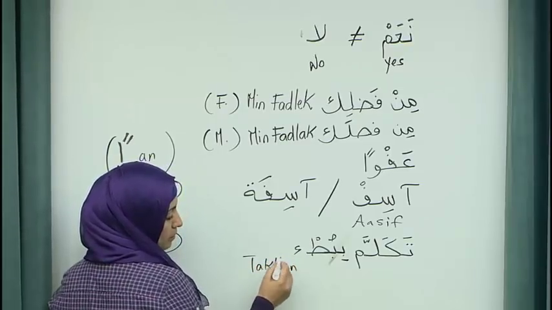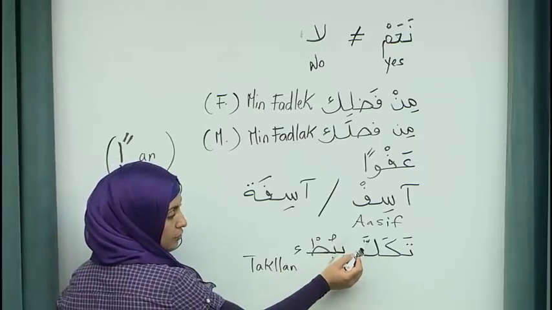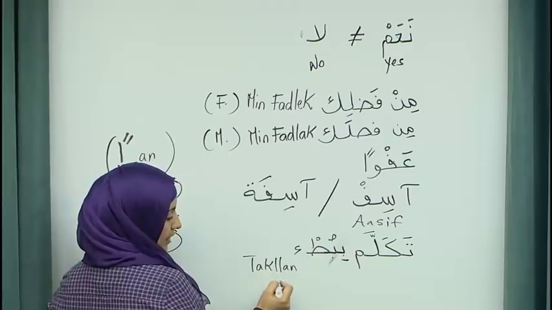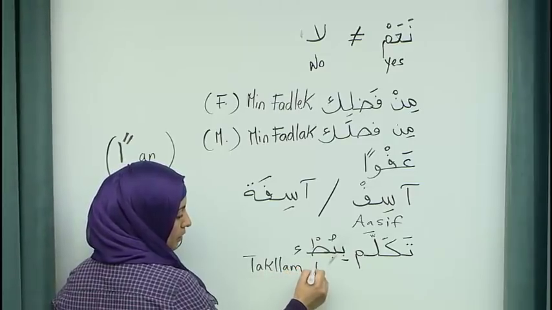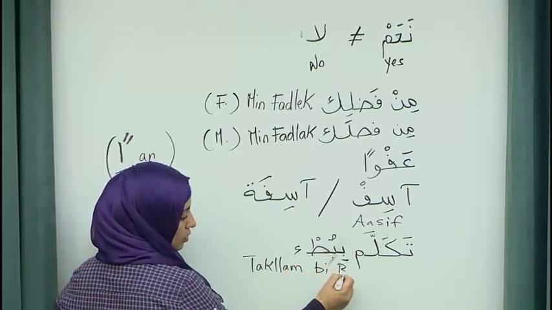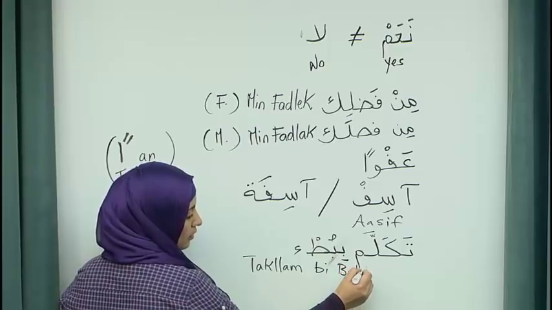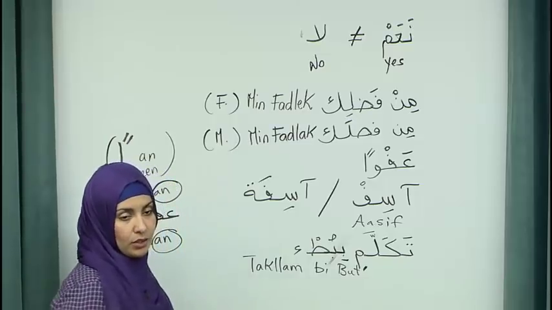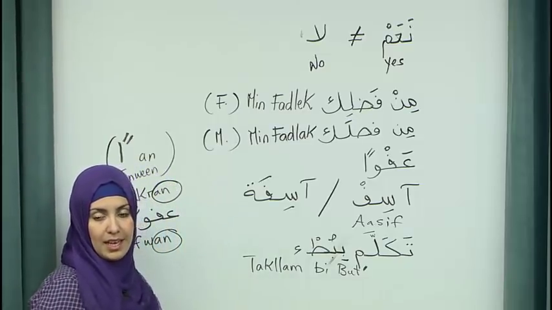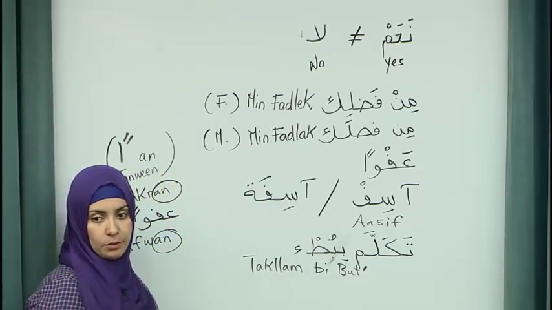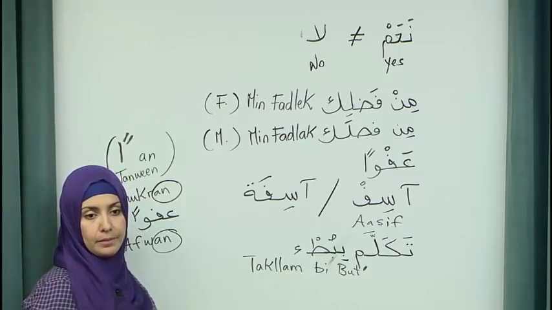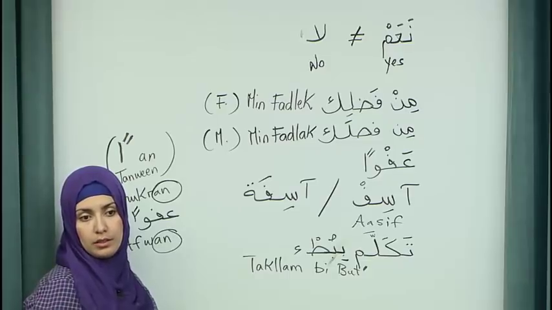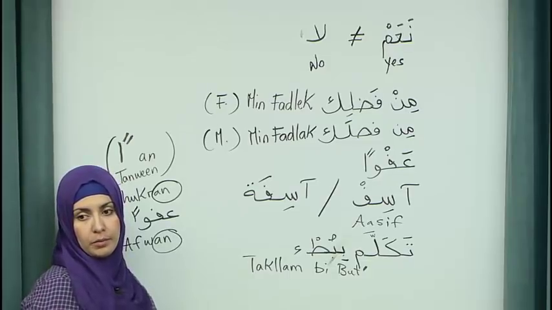You see how I'm doubling the L? Because there is a stress on this one. I'm going to put it right here. There is a shadda. تكلم ببطء. And you put بطء. This is a hamza. It makes a sound. Speak slowly. Can you repeat that? تكلم ببطء. Okay. Who do you think I'm addressing now?